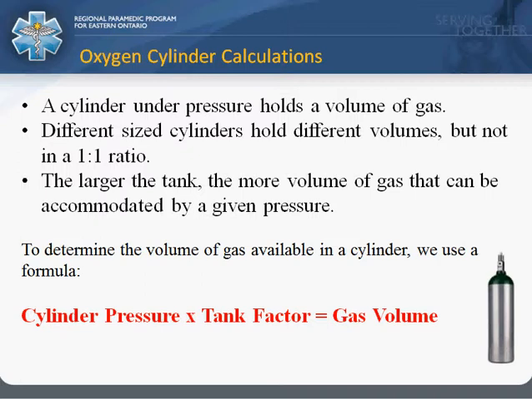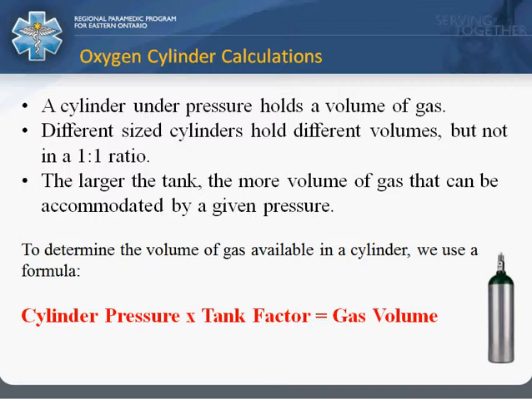We can take an M tank and stand it up against the wall. And we can hold up a D tank and we can estimate that a D tank would fit inside the M tank 8 or 10 times. However, it's not as simple as that because we have pressures involved as well. The larger the tank, the even higher volume of gas that can be accommodated inside that tank at a given pressure compared to a smaller tank. Let's figure out how to determine what that volume is.